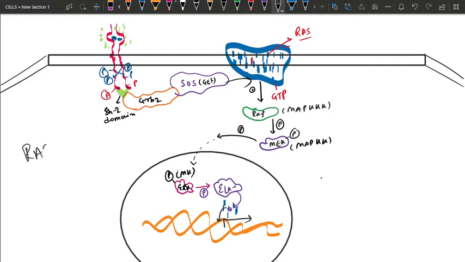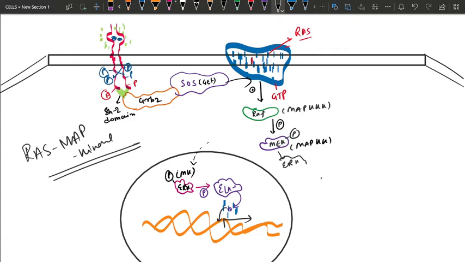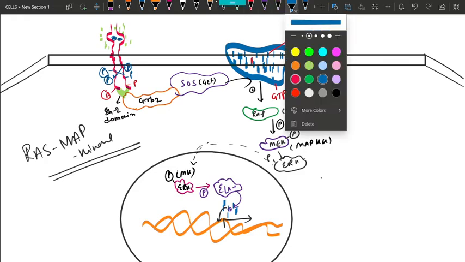And in this way, this RAS MAP kinase pathway is being done. That is all about the RAS MAP kinase pathway. Now the point is this RAF protein, this MEK protein, and this ERK protein. Okay, so I will just draw it over here. This ERK protein also gets phosphorylated. Now this protein then goes to the nucleus.